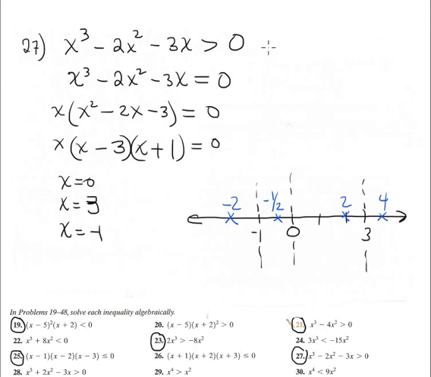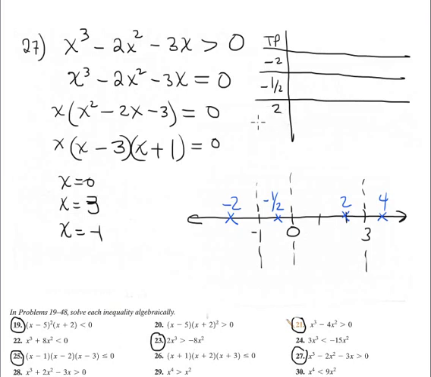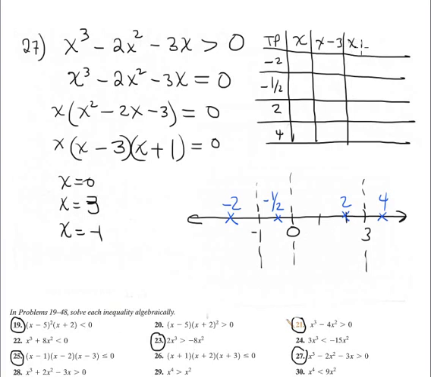Okay, let's do it in the chart. The chart has the testing points: negative 2, negative 1/2, 2, and 4. And the factors that we have are x, x minus 3, and x plus 1. And one extra column, total, that represents the total sign.